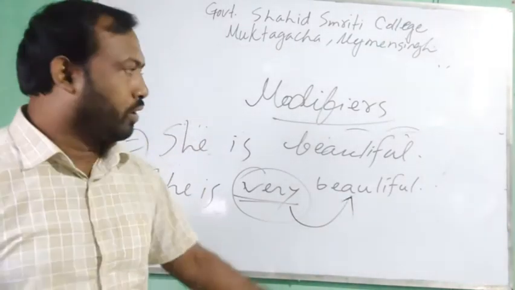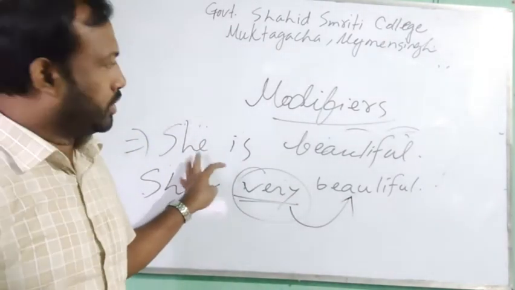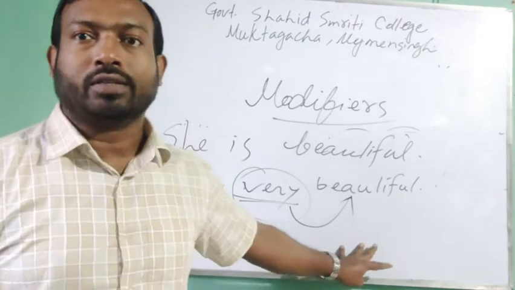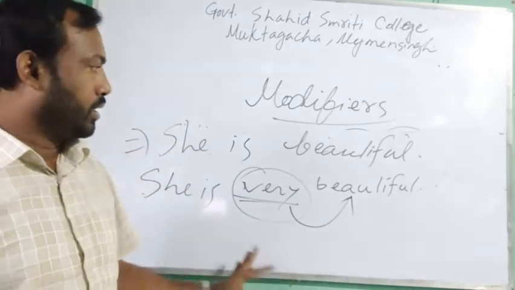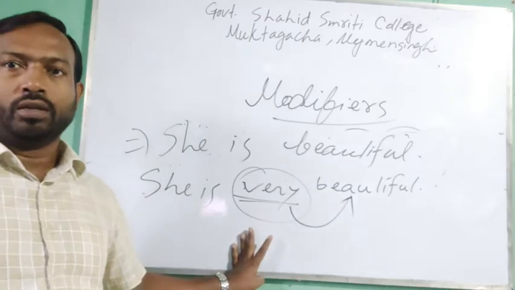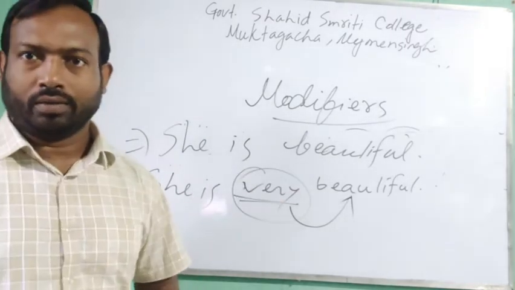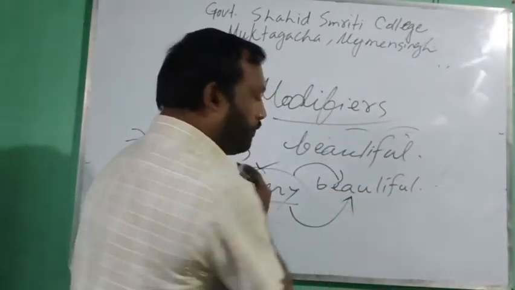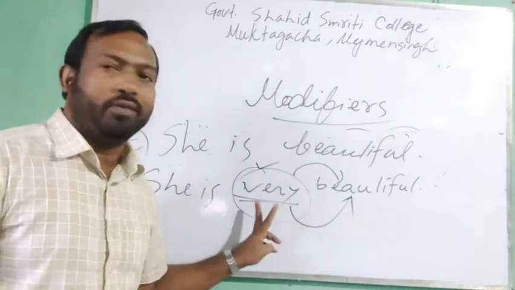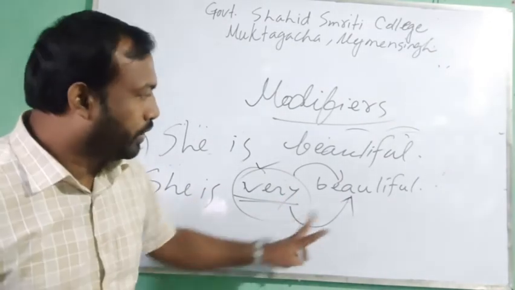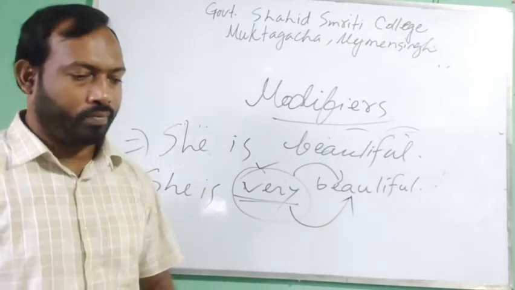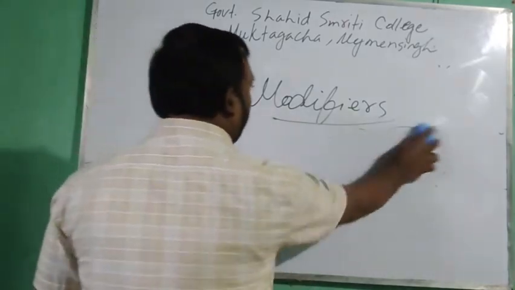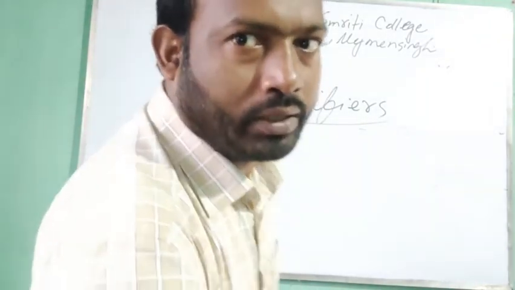If we write she is beautiful, the sentence is correct. But if we write she is very beautiful, the sentence is also correct, but the second sentence gives more information than the first one. So here the word very actually modifies the adjective beautiful. So here very is a modifier and it modifies the adjective beautiful. So let's give an example of an adverb being modified.